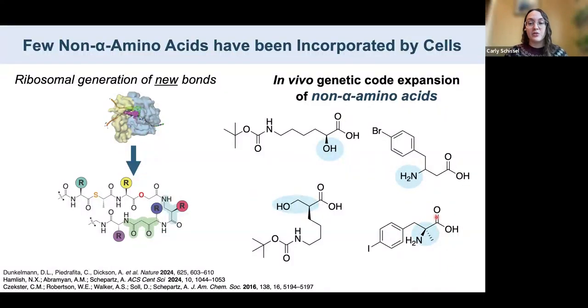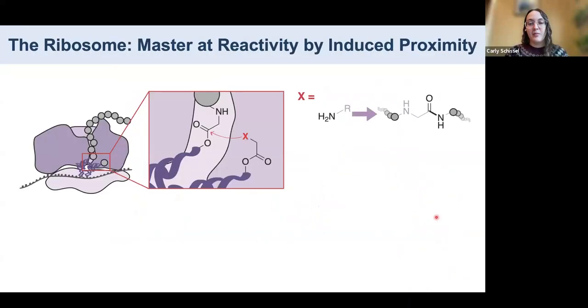So these are all extremely interesting, and the way that these monomers are incorporated is the same as with alpha amino acids. So here's a cartoon of the ribosome, and zooming in on the PTC, we can see that the incoming amino acid has a nucleophile here, X, which attacks the ester of the growing peptide chain. And so in nature and in a lot of the genetic code expansions that we use, that X nucleophile is an amine. And so the product of that is an amide.